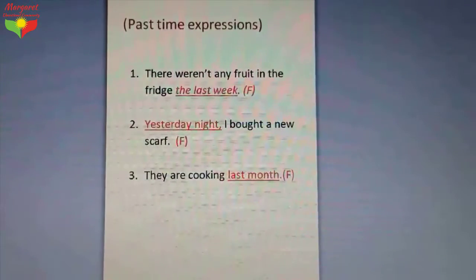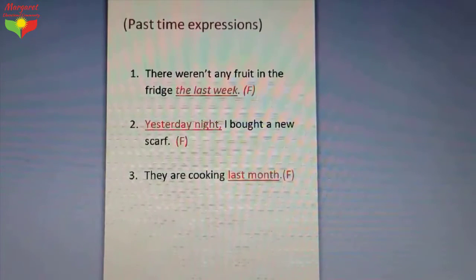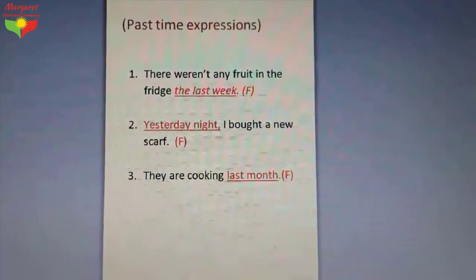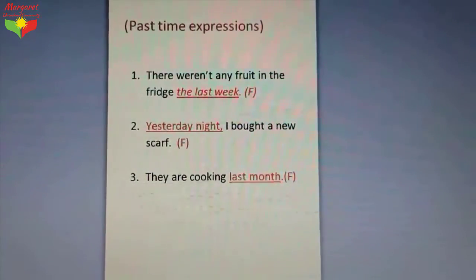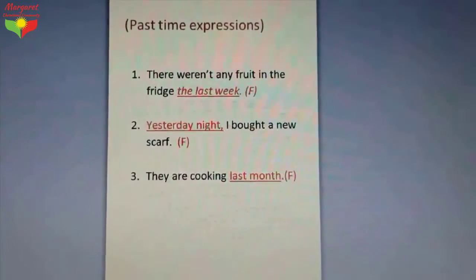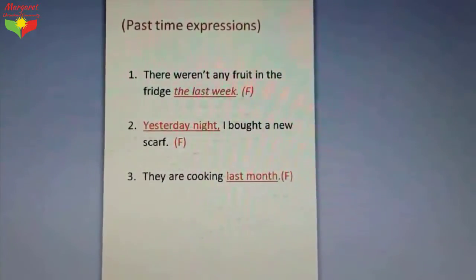3. Last example. They are cooking last month. Last month. This is one of the time expressions and you can use it in the past. What is false with this sentence? I think it's not false. Do you agree? Nope, it's false. You know why? Who knows? Let me see who is clever and who knows why this sentence is totally wrong. Okay, it doesn't make sense.